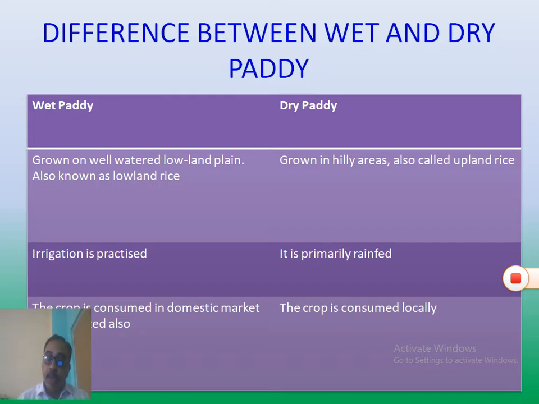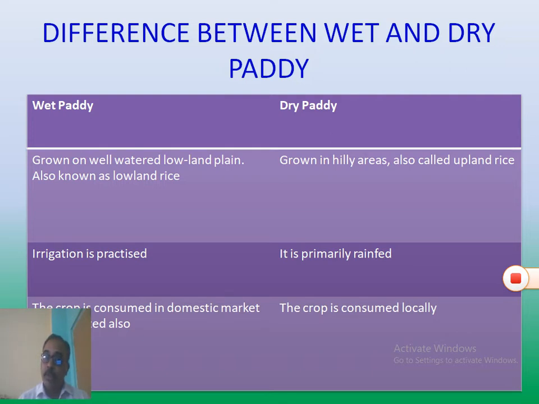In case of wet paddy, irrigation is practiced. Dry paddy, because it is grown in the hilly areas, does not have as many irrigation facilities as the plain, so it is primarily rain fed. Wet paddy is consumed in the domestic market and sometimes it is exported also. Dry paddy, there is no surplus for export. It is consumed locally. So that is the difference between wet paddy and dry paddy.